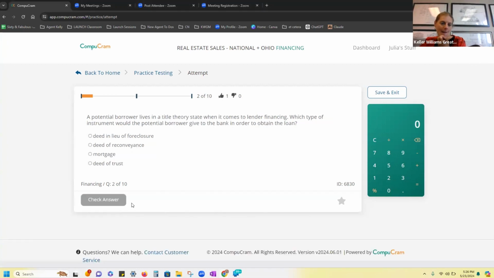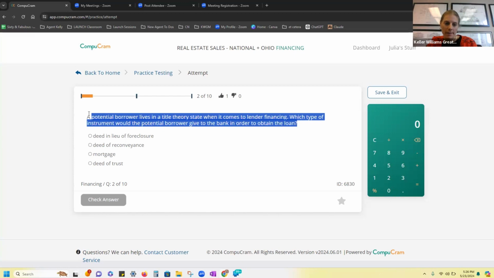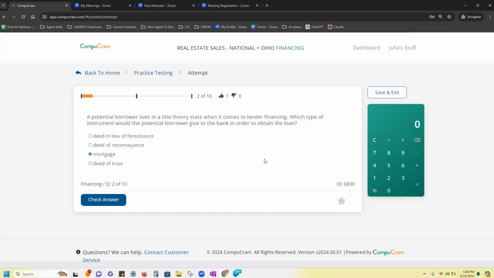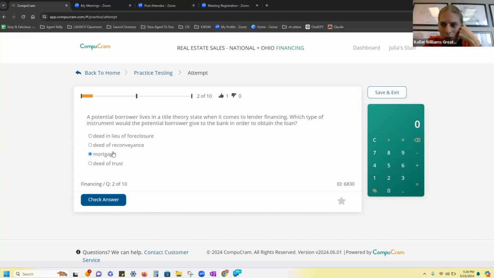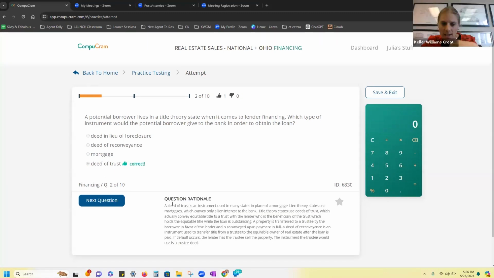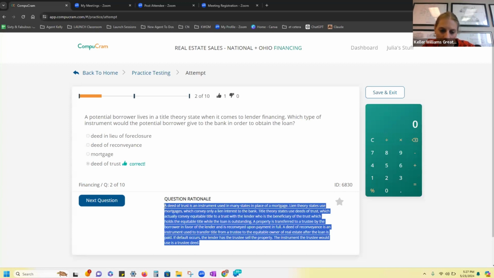Good job. Next, a potential borrower lives in a title theory state when it comes to lender financing. Which type of instrument would a potential borrower give to the bank in order to obtain the loan? Is that A, deed in lieu of foreclosure, B, deed of reconveyance, C, mortgage, or D, deed of trust? D. You kind of broke out, what was that? D, deed of trust is correct. Good job. Deed of trust is an instrument used in many states in place of a mortgage.